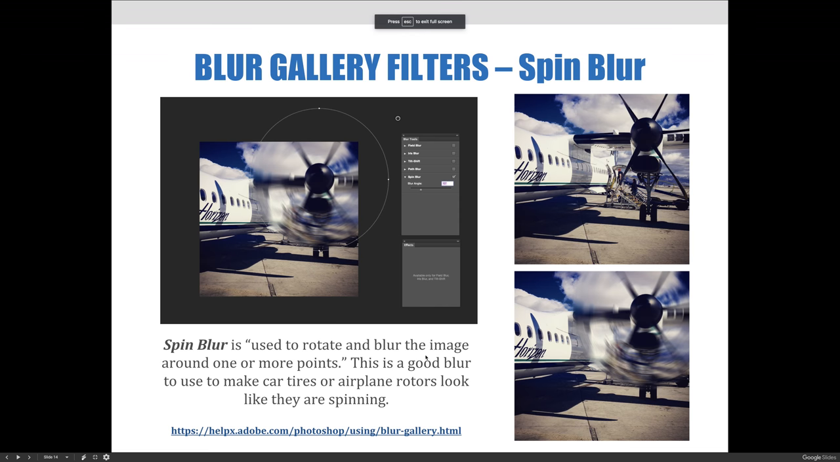The last blur in the blur gallery is the spin blur. This blur is used to rotate and blur the image around one or more points. This is a good blur to use to make car tires or airplane rotors look like they are spinning.